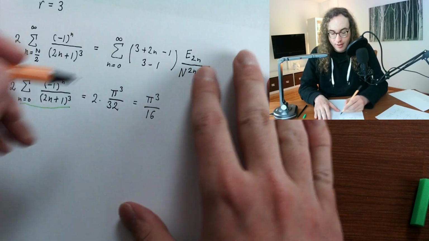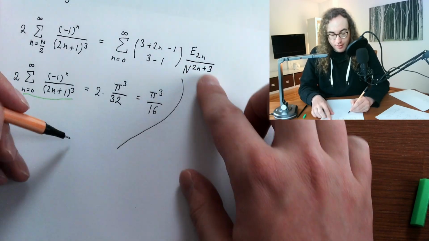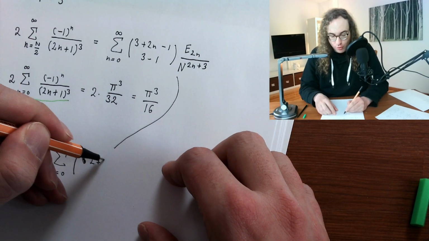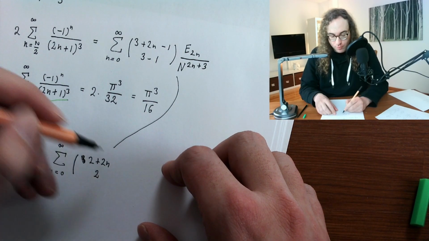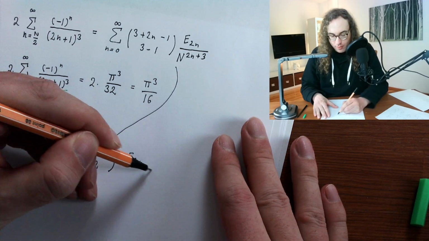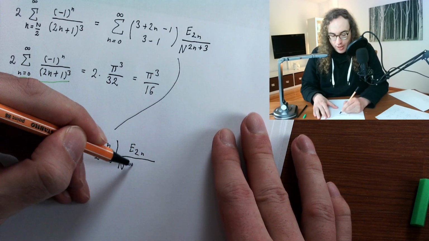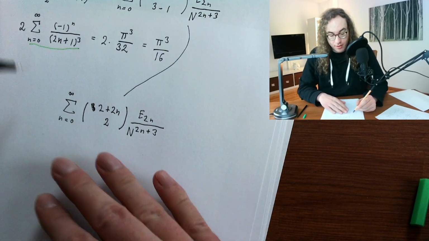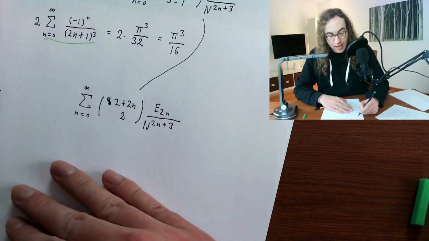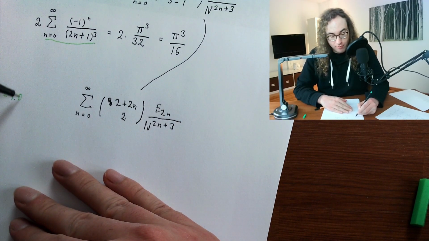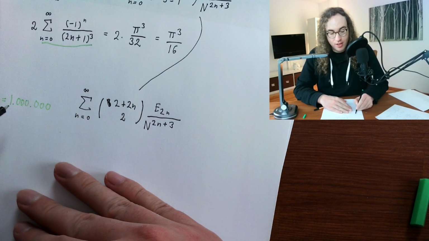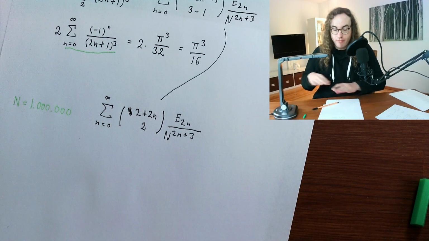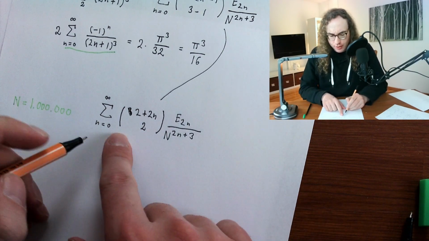So let's evaluate this. This thing here is the sum from 0 to infinity, 2 plus 2n over 2 and e2n over n to the 2n plus 3. So let's check what should be the first incorrect digit. Again, for capital N, 1 million. So as before, this is divisible by 4 and it's a power of 10. So I have this effect of the decimal expansion getting spaced out.